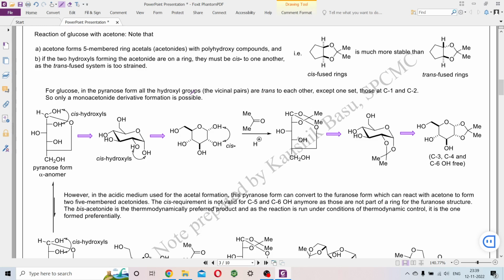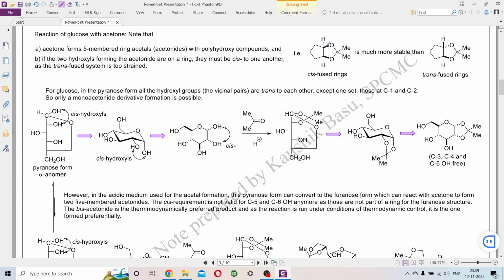Therefore, it is the 1,2 relationship, the hydroxyl groups that hold the 1,2 relationship, that means the vicinal hydroxyls, that will only react. And another important point is that when the 2 hydroxyls of a ring are reacting with the acetone molecule and forming the 5-membered ring acetal, those 2 hydroxyls must be cis with respect to each other, because if they are trans, then the 5-membered ring formation cannot take place, and that system is actually very unstable due to several types of strain.